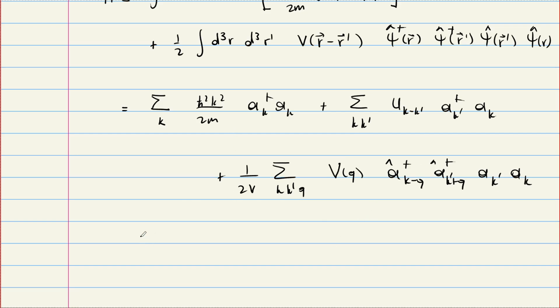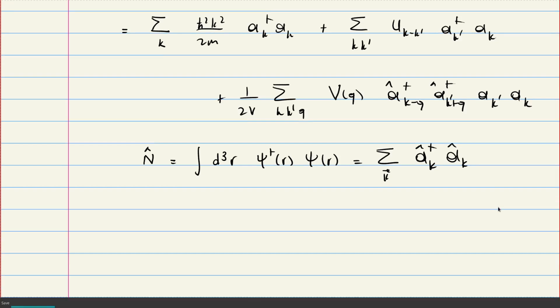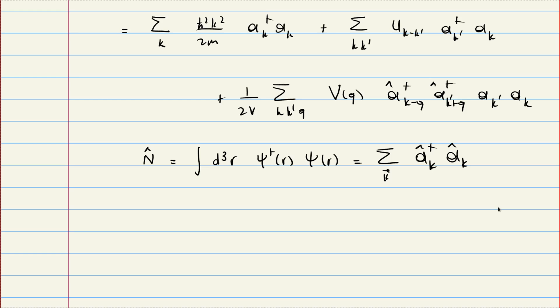And on top of that, we also need to remember, if we are working with a fixed number of particles, the so-called canonical ensemble, we also write an expression for the number operator, and we already did that: ∫d³r ψ†(r) ψ(r), which is equal to Σ_k a_k† a_k. Good, so we'll be using this notation, and you'll see how we manipulate this thing. And this is how we do microscopic calculations.